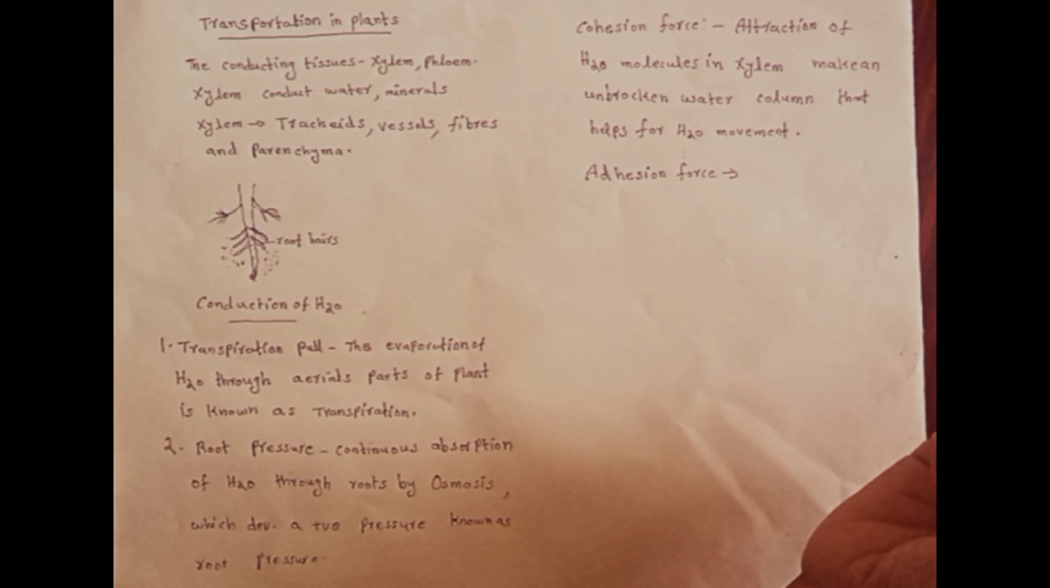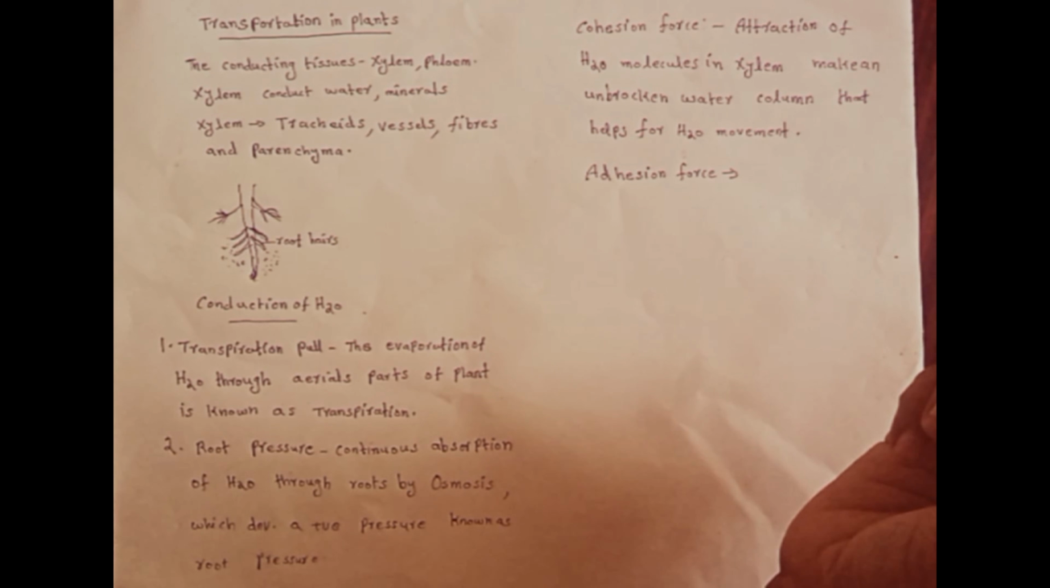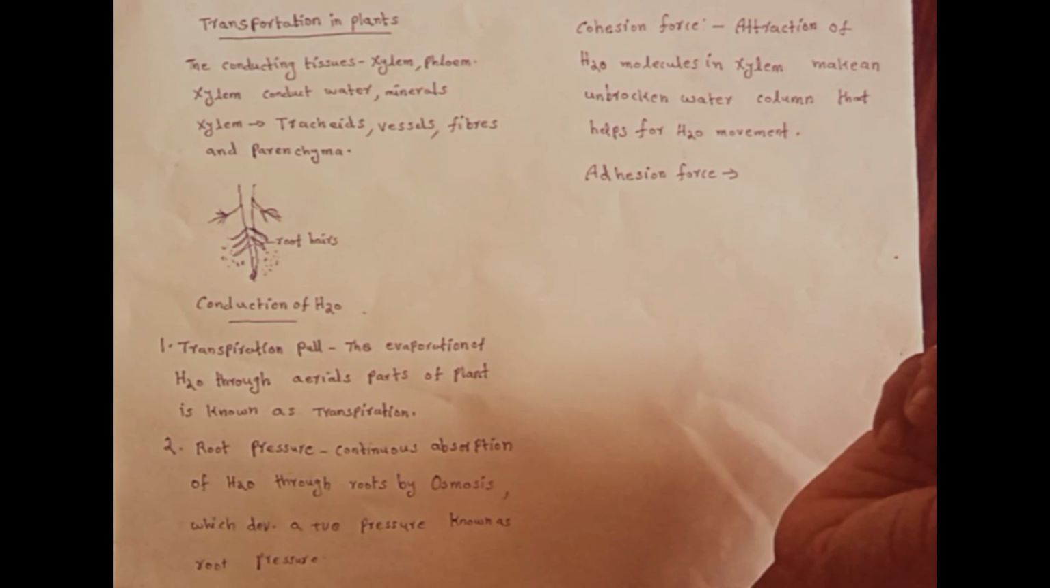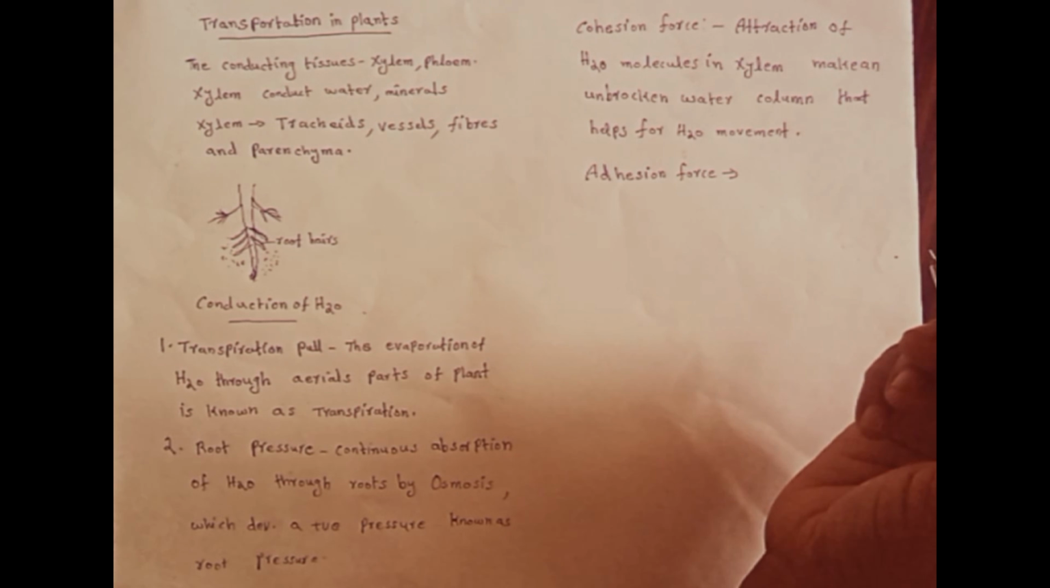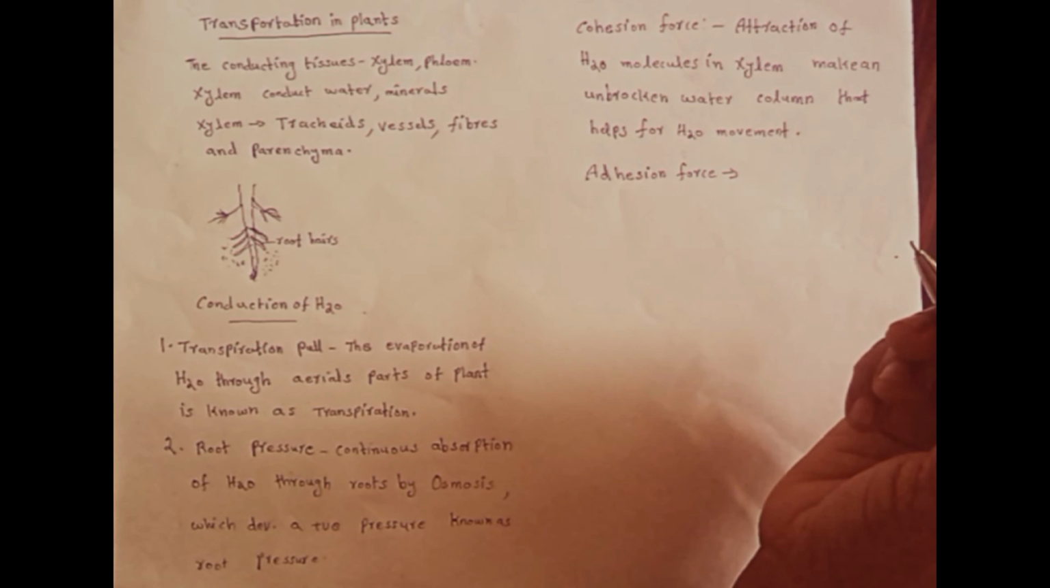The xylem vessels are made up of lignin and cellulose, mainly lignin and cellulose. This lignocellulose material has the affinity of absorbing water. Attraction between water and these lignocellulose walls of xylem helps for water movement.